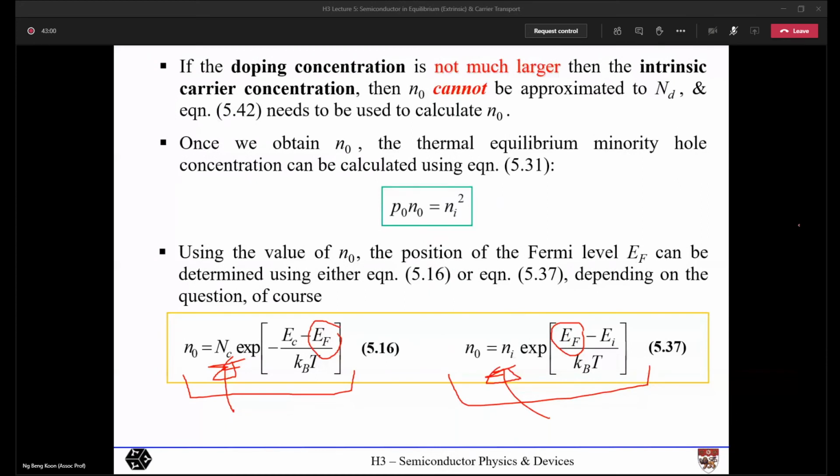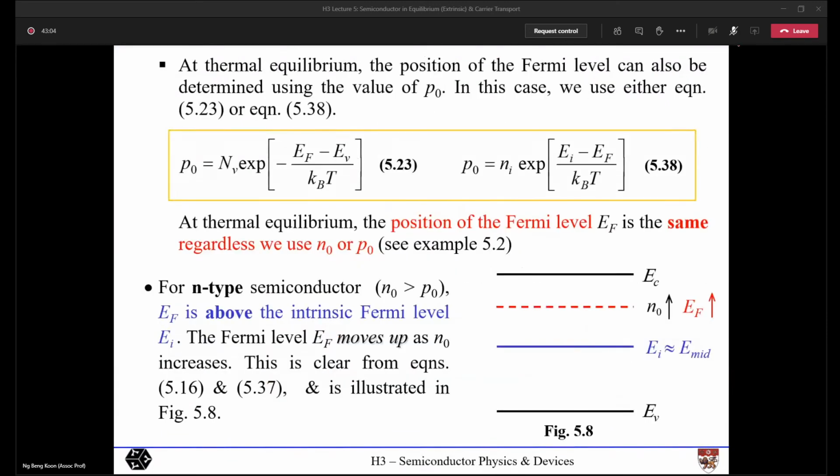Okay, these two are essentially the same. They're just expressed differently. And in fact, similarly, you can also use the P naught expression, using the P naught value that you calculated to find out the Fermi level position. The solution that you get should be the same, whether you use the N naught or the P naught expression to work out your Fermi level. Because this is thermal equilibrium condition, the Fermi level is the same.